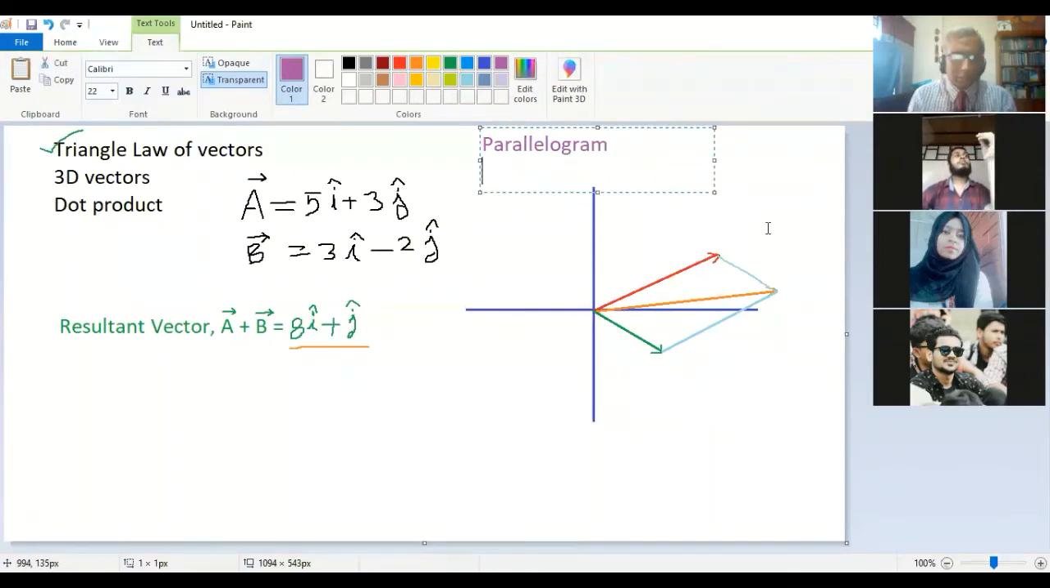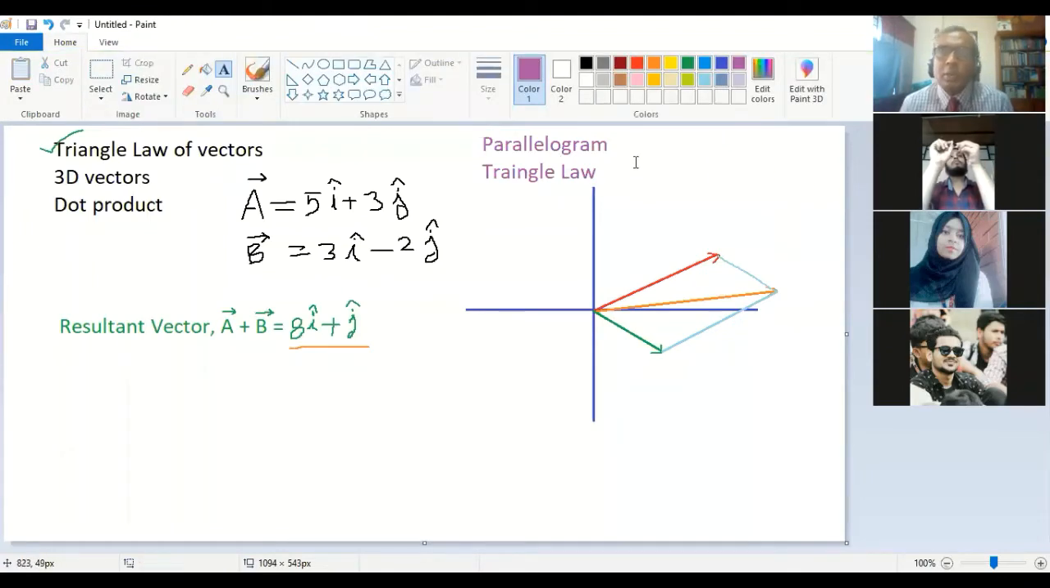So when you have the parallelogram, you can say this is actually the parallelogram law of vectors. It is possible. In other words, you can say the triangle law of vectors. Okay, what is the law? I will write it down, then you will understand.